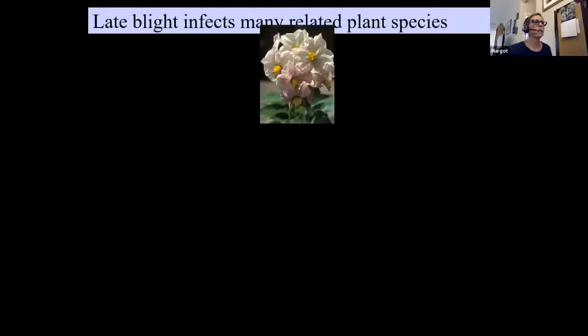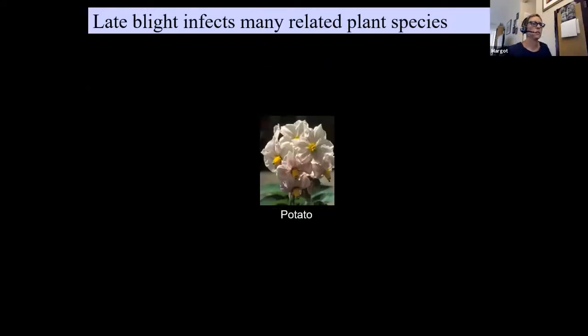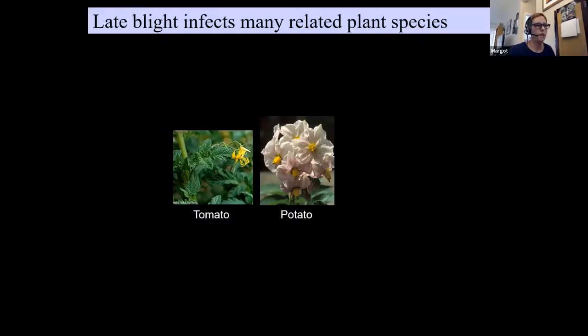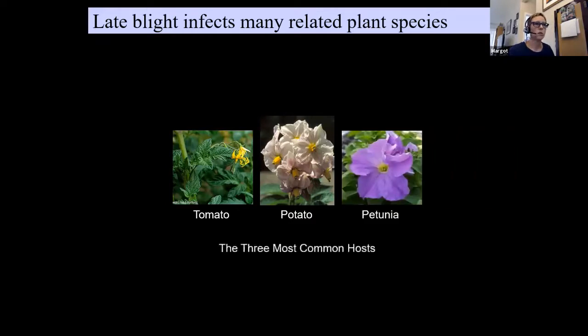So potatoes are one of the hosts of this pathogen. Have any of you ever grown potatoes? Some I'm seeing yes, some no. They produce really beautiful flowers, actually. A lot of us, if you don't produce them in your own garden, you may not see the flowers if you just get them from the grocery store, but they actually make a really pretty flower. So these are potato flowers. Tomatoes, also in this same family, also are susceptible to this disease. And petunias are also in the same family. So these are the three most common hosts for this disease.